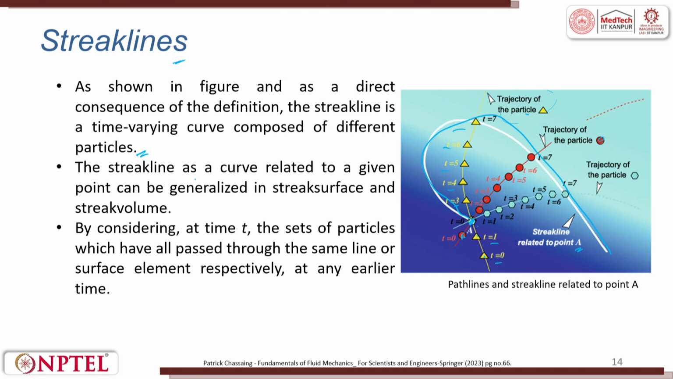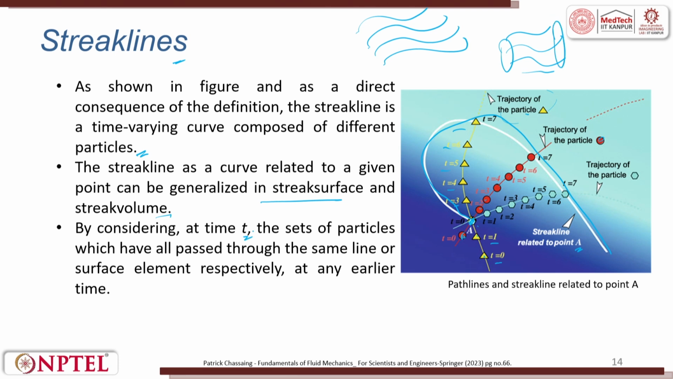The streak line as a curve related to a given point can be generalized as a streak surface and a streak volume. This is a line. When several of these lines come like this, it forms a surface. When I try to do it inside a tube, it is like this. So, it is a volume.